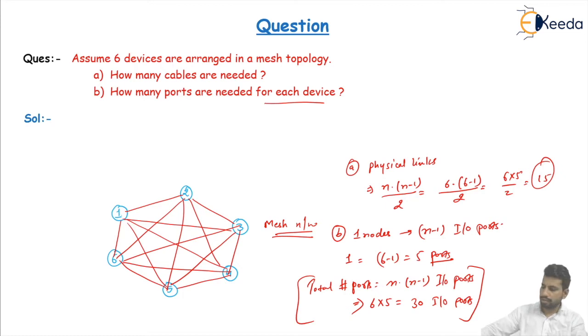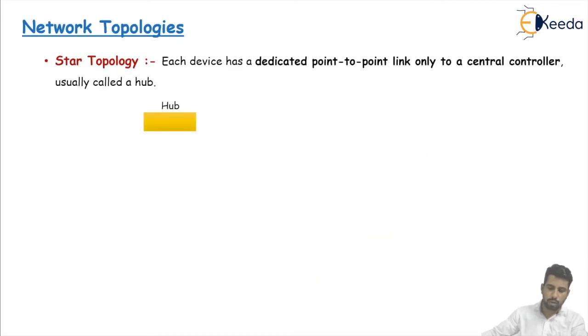Okay, let's discuss the second one. The second topology is the star topology. In a star topology, we have a central controller, which is the main controller of the complete network. Here, each device has a dedicated point-to-point link to the central controller, usually called a hub. Sometimes we also use a switch here, a hub or a switch. Hub, switch, router, gateway, these are all networking devices, used to connect our devices or make any type of regeneration in the cable.